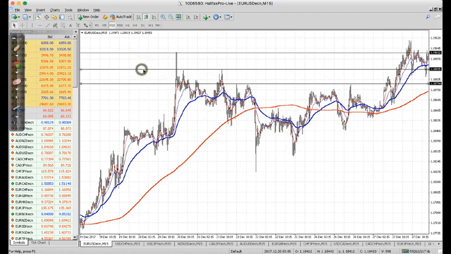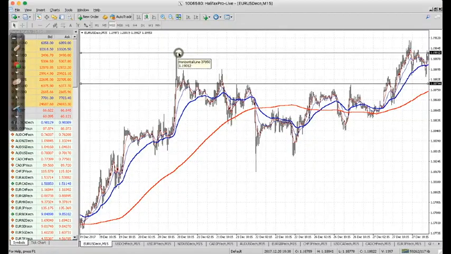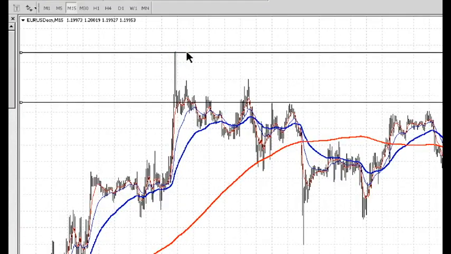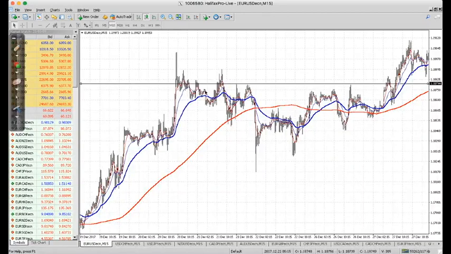So I can double click on this and I can just delete it. Click delete. Double click, right click, delete. Okay, so I find there's a resistance over there, and where would I draw a support? I would draw it somewhere here.